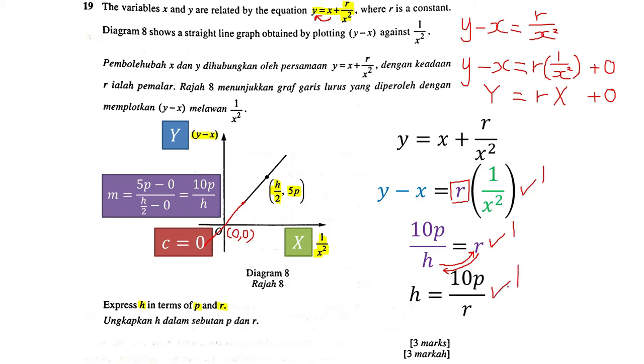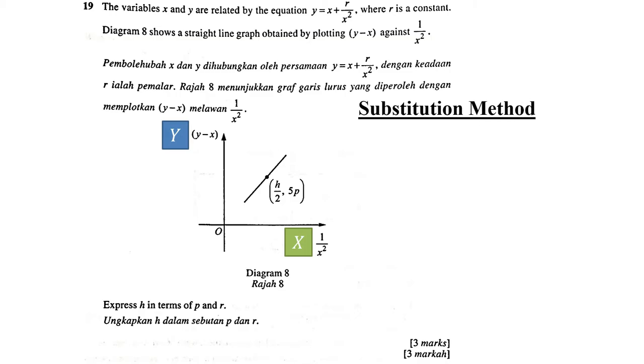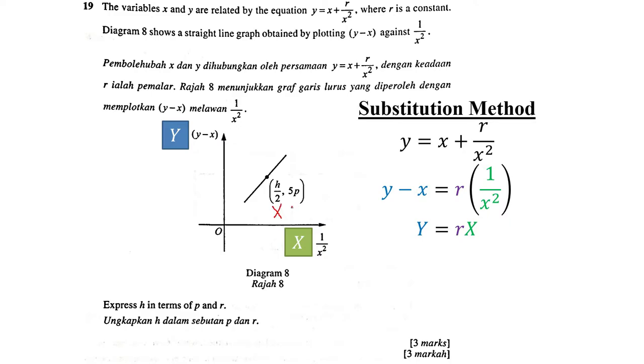Now, let me show you the second method, the substitution method. The first thing we need is the linear form: y minus x is equal to r bracket 1 over x squared. We replace y minus x and 1 over x squared with big Y and big X, so we write it as Y equals rX. We can substitute the coordinate into the linear form. We know that h over 2 is our big X and 5p is our big Y. Substitute inside, we get 5p equals r bracket h over 2. Move the 2 to the other side, multiply with 5p, and move the r to the other side by dividing by r. We get the answer: h is equal to 10p over r.